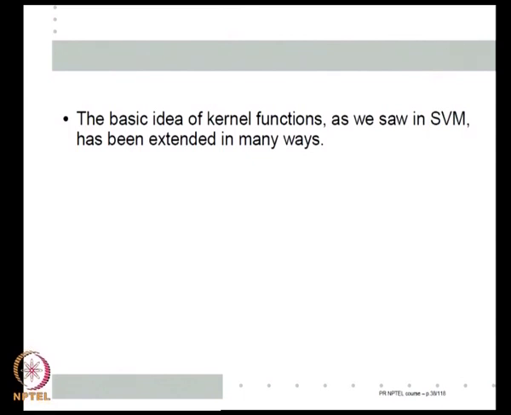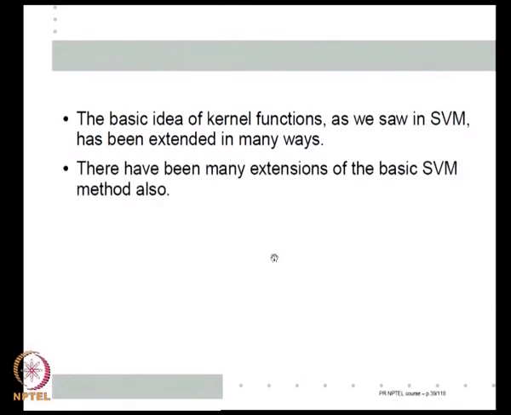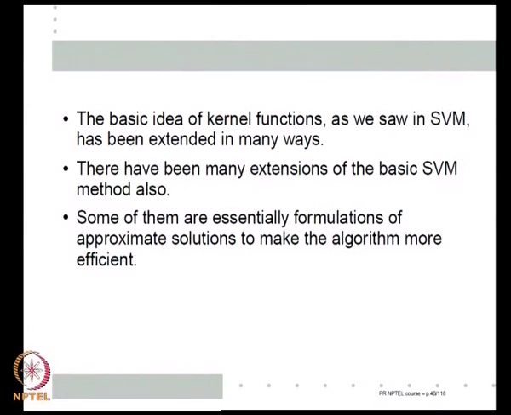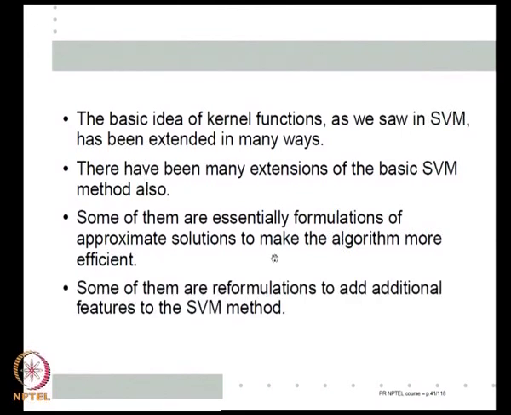The basic idea in support vector machines, as we have seen, is the kernel function. That is what makes the method competitive. The idea of kernel functions can be extended in many ways, right. So, basically what do the extensions mean? Basically I can reformulate the SVM problem. Some of them are, you can reformulate the SVM problem so that I get maybe only an approximate optimal hyperplane, but the algorithm is more efficient, or I reformulate exactly in the sense I still get the optimal hyperplane, but I can add some additional features to the original SVM method. There are many variations like this today.